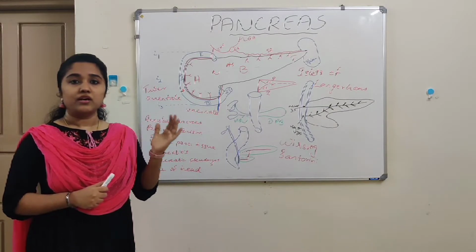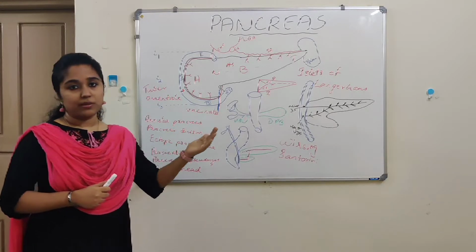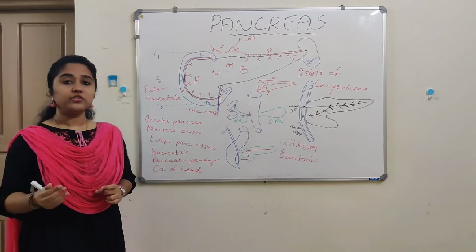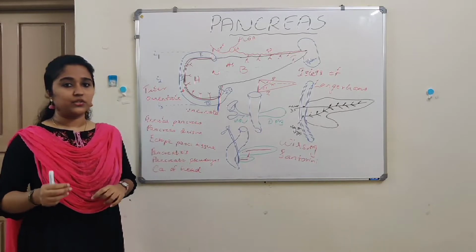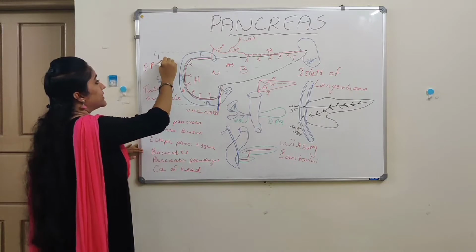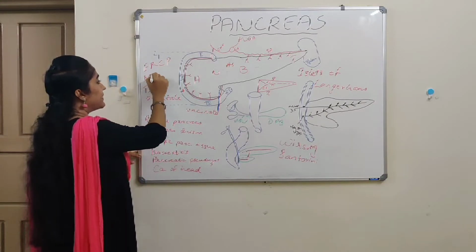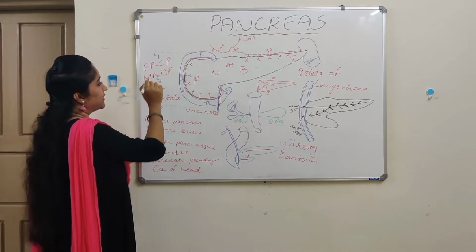So because of the irritation of the peritoneum, the pain can radiate to the middle of the back. Now you have to know two radiological investigations related to pancreas. One is ERCP, that is endoscopic retrograde cholangiopancreatography, whereas MRCP is magnetic resonance cholangiopancreatography.